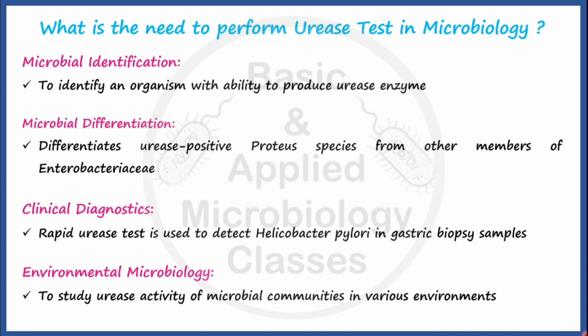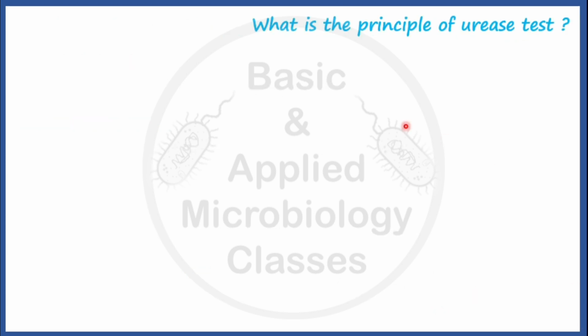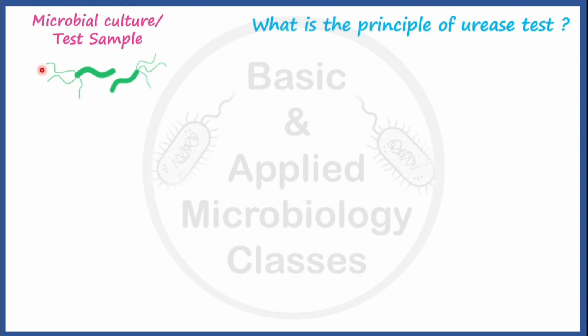So now we are going to the next slide, that is the principle of the urease test. Okay, this is actually how the urease test works. Suppose here we are going to take a test sample, say a bacterial culture, and for performing the urease test, we will be needing what? Of course, the substrate for detection of the urease enzyme, and that substrate is what? Urea. So if this particular bacterial culture is going to produce urease, then in the presence of water, this urea substrate will be converted by the enzyme urease to what?